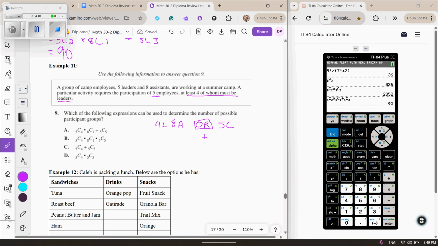Okay, so now I should be able to choose my answer just based off that information. I have 5 choose 4 times 8 choose 1 plus 5 choose 5 for the final answer of A.